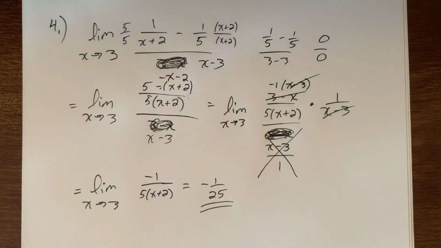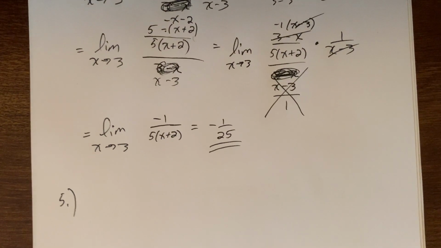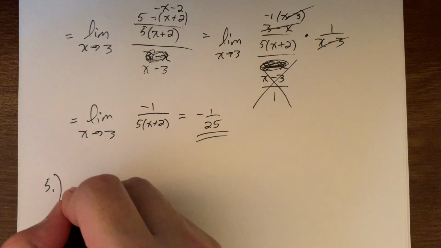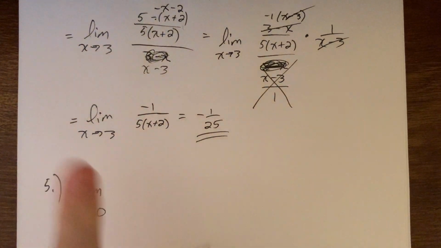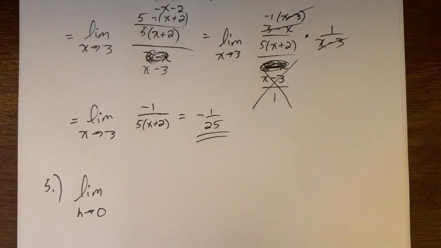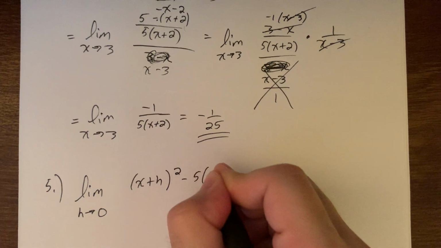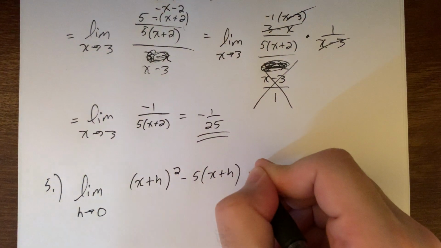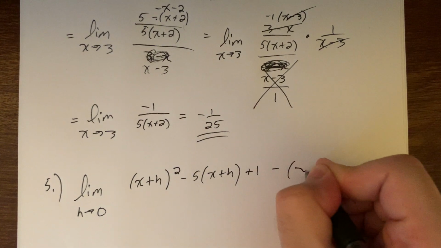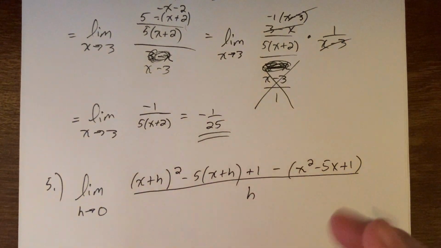Okay, one more big case with 0 over 0, and we still have the piecewise functions that we need to discuss. So, number 5, this is the one that completely tosses the calculator out the window. Let's take a look at the limit as h approaches 0. And let's take a look at that limit, and we'll have (x plus h) squared minus 5 times (x plus h) plus 1 minus (x squared minus 5x plus 1), all divided by h.